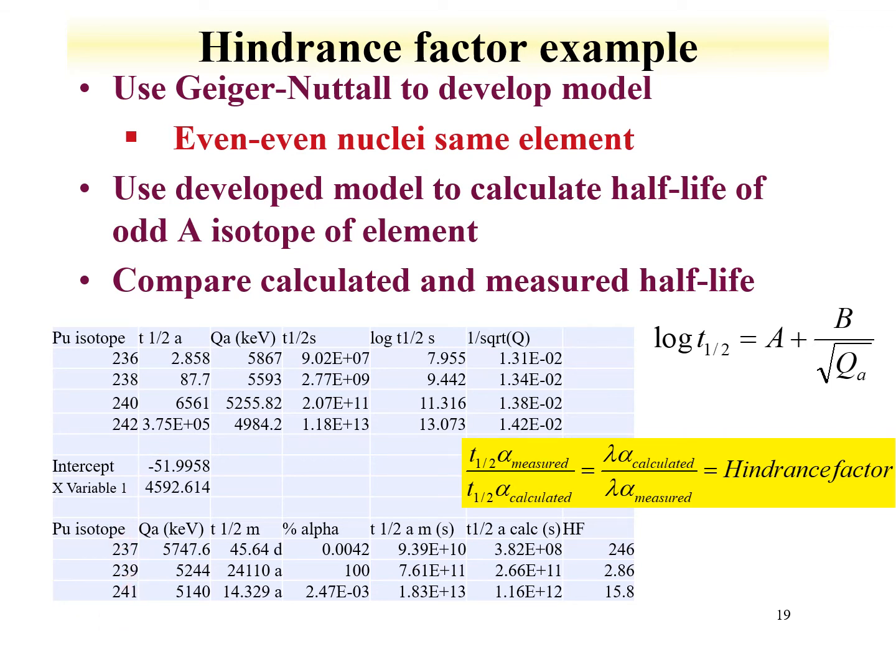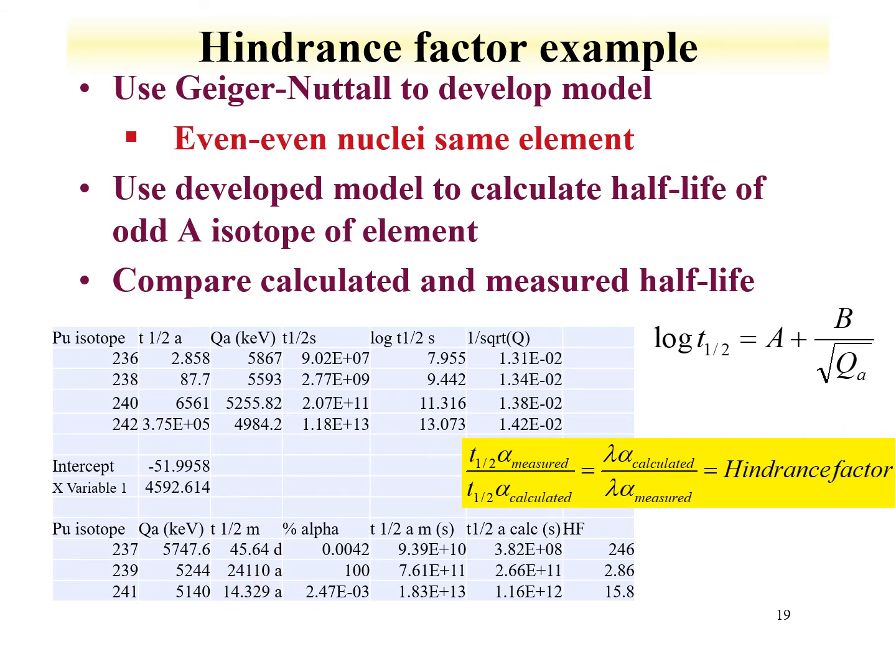Using the isotope browser, I look up the Q values, which are listed here. And here I have the half-lives that are listed. So the measured half-life, that's what the M stands for. For plutonium-237, it's 45 days. For 239, it's 24,000 years. And for 241, it's 14 years.